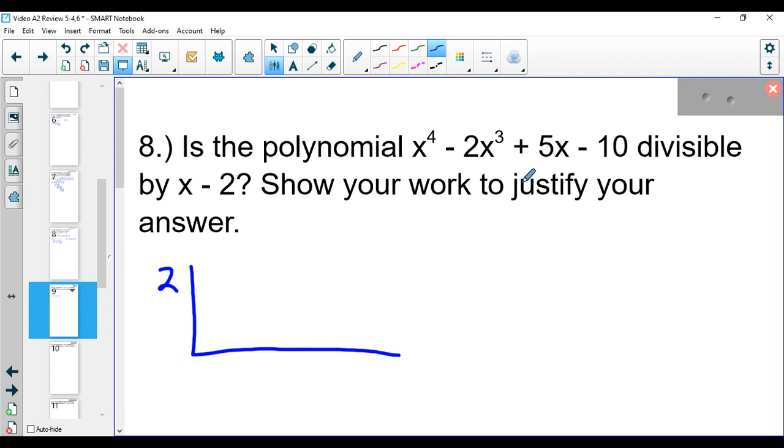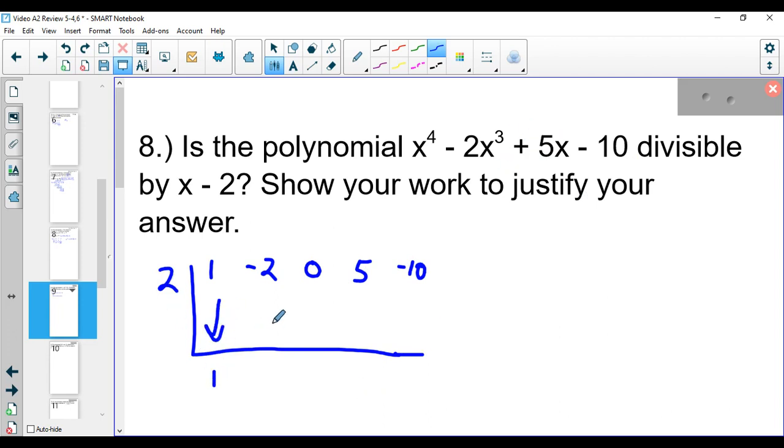There's a missing x squared. So x to the fourth gets a 1. X to the third gets the negative 2. And then x squared is missing, so we have to put 0 there. And 5 is next for the linear term. And the constant is just negative 10. Again, they're trying to trip us up with that missing term, but we did not fall for that trap.